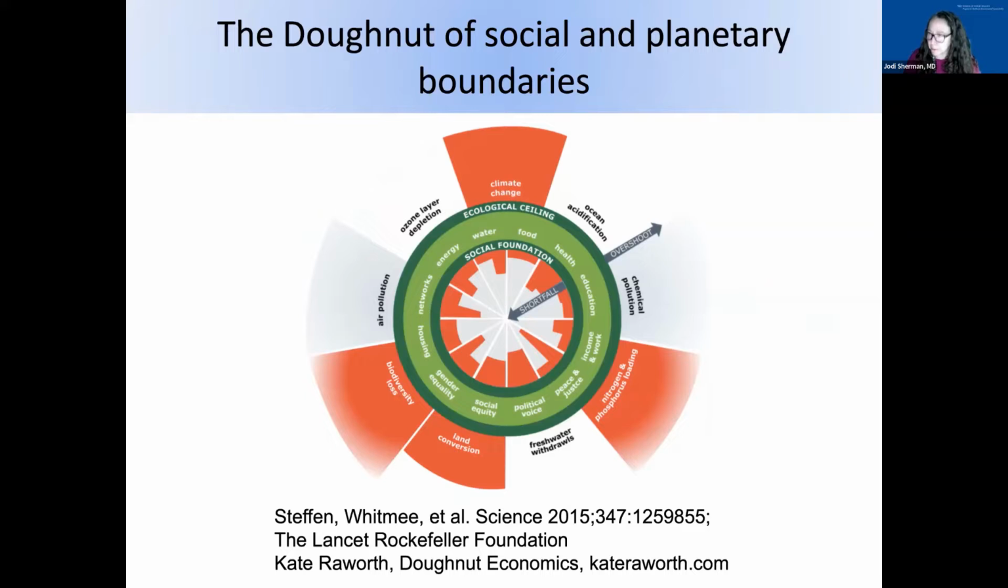Now we can reduce healthcare pollution by providing less care. That's not the goal. We also have to meet the social needs, which are currently not being met. And so the sweet spot is known as the donut, or donut economics, and that is staying within the bounds of the ecological system and above the social foundations.